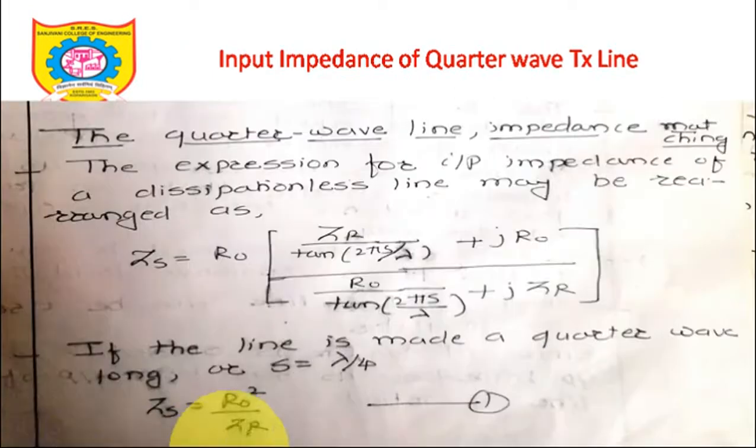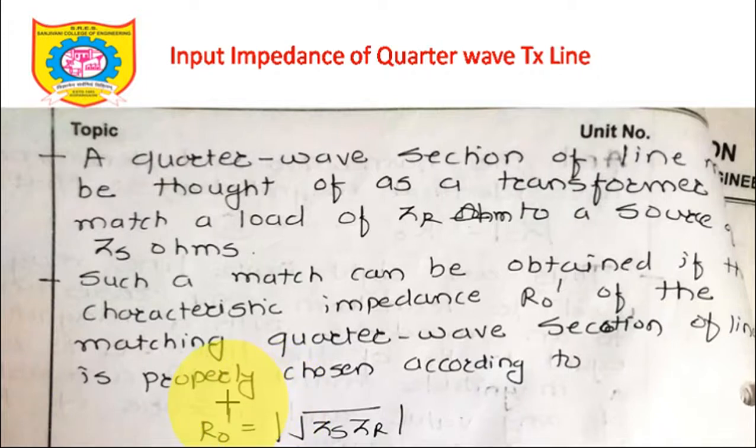So can I write this expression something like this? R0 square is equal to ZS ZR. Yes. So R0 dash, the characteristic impedance of the quarter wave transformer which I am going to use, is equal to the square root of ZS into ZR.